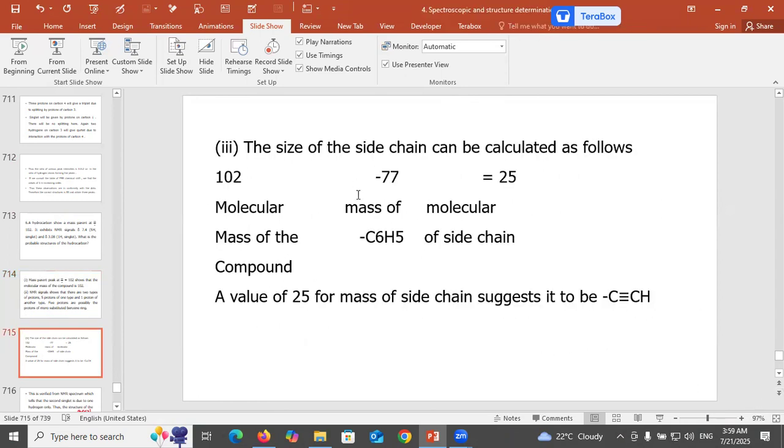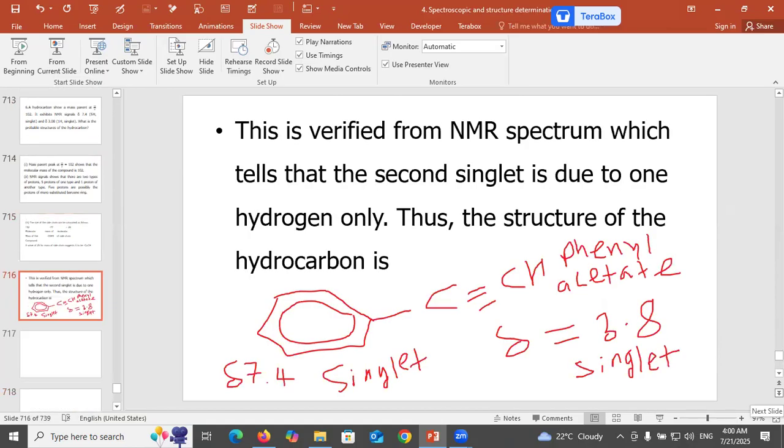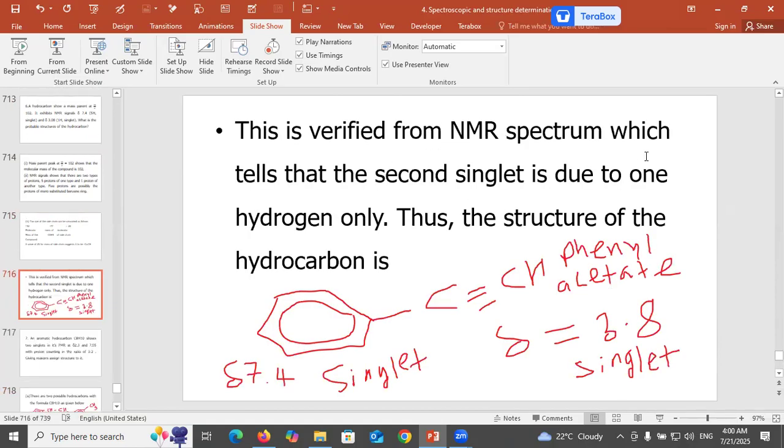The size of the side chain can be calculated as follows: 102 minus 77 is 25. The mass of the side chain attached to C6H5 is 25, which suggests C triple bond CH. This is verified from the NMR spectrum, which tells that the second singlet is due to one hydrogen only. Thus, the structure of the hydrocarbon is phenylacetylene.